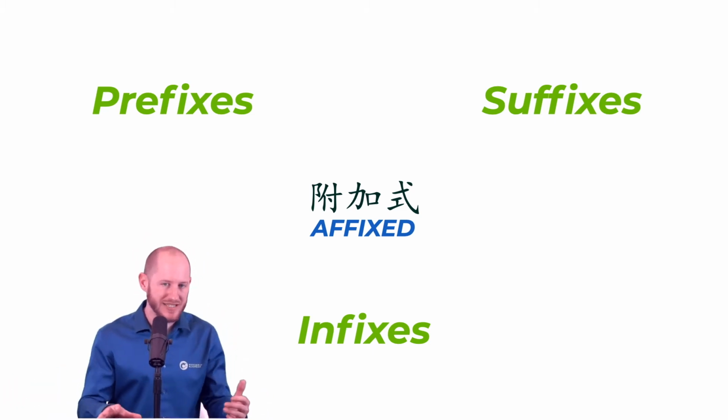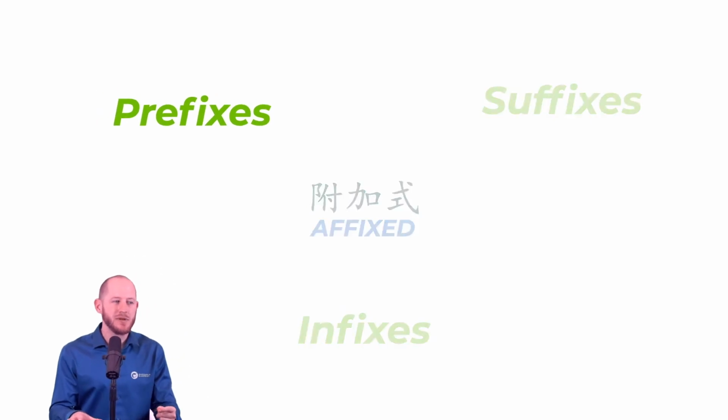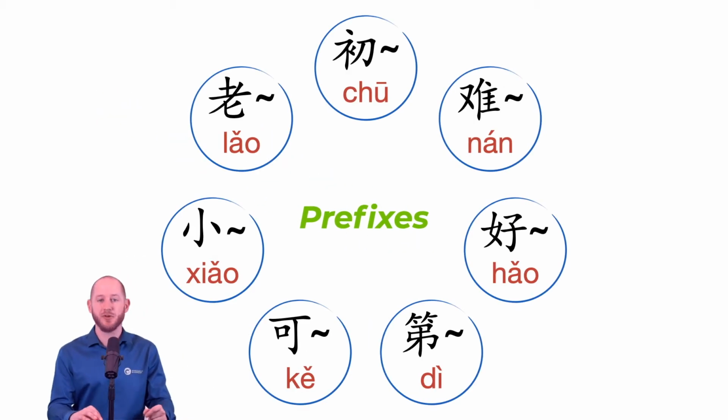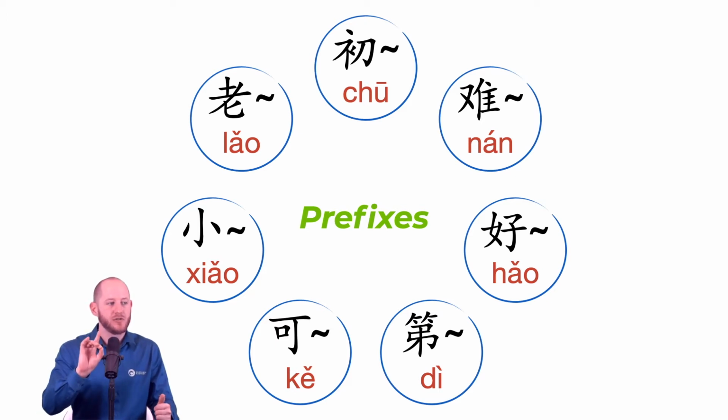And similar things happen in Chinese. However, it's a little bit more systemized in certain cases. For example, these are all the prefixes in Chinese. All of them. There are no more prefixes than xiao, lao, chu, nan, hao, ke, di. Now, chu, the one at the very top, all that explains is the first few days of Spring Festival. So we don't even need to worry about it.